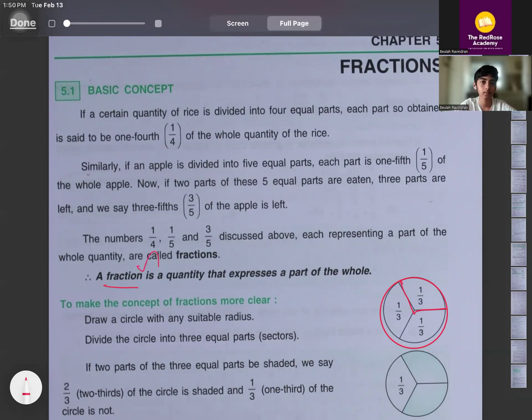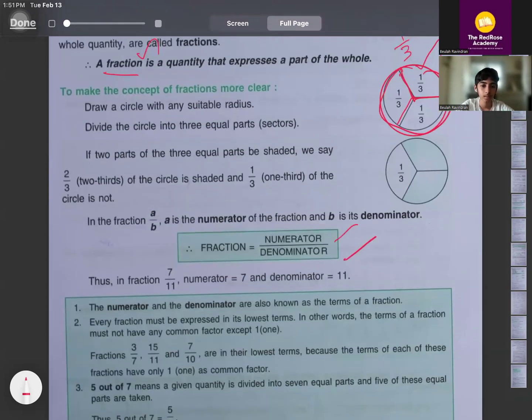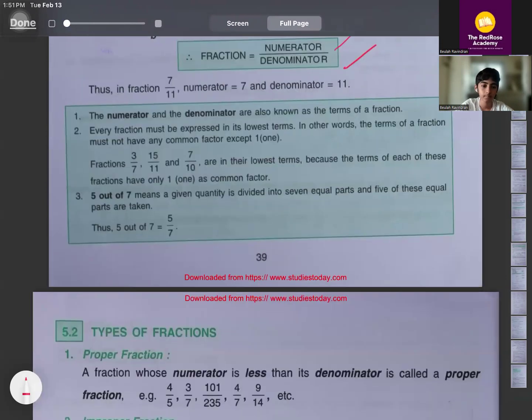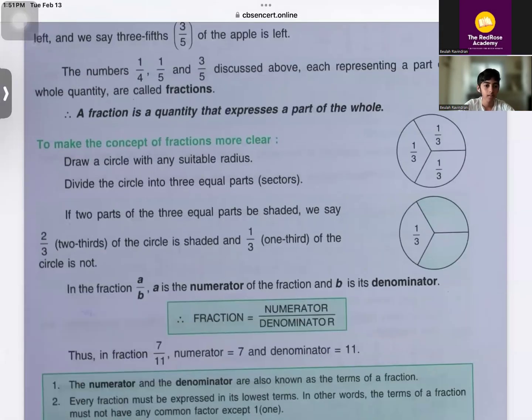That means the circle is divided into three equal parts. So this one portion will be the fraction. So out of three, it is divided into one. Okay, this is the concept. It consists of a numerator and denominator that we know. And then we must understand what a proper fraction is, and then an improper fraction, everything we must understand.